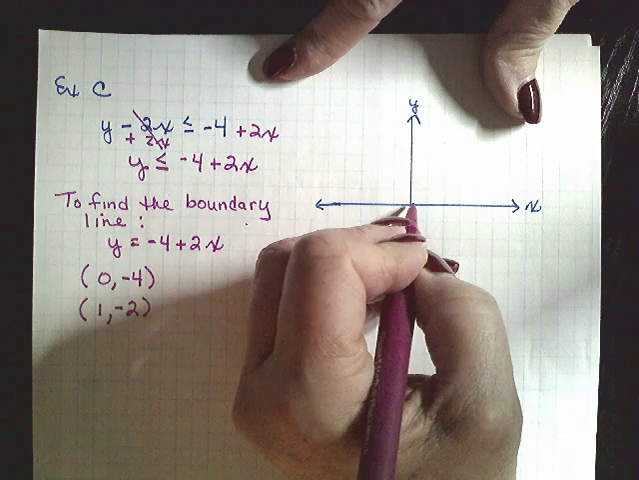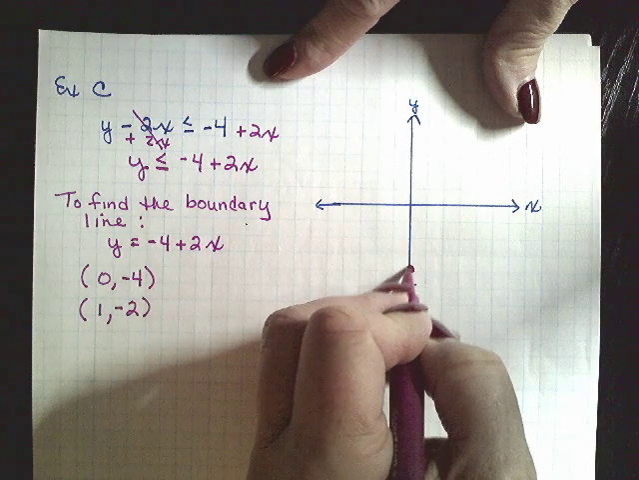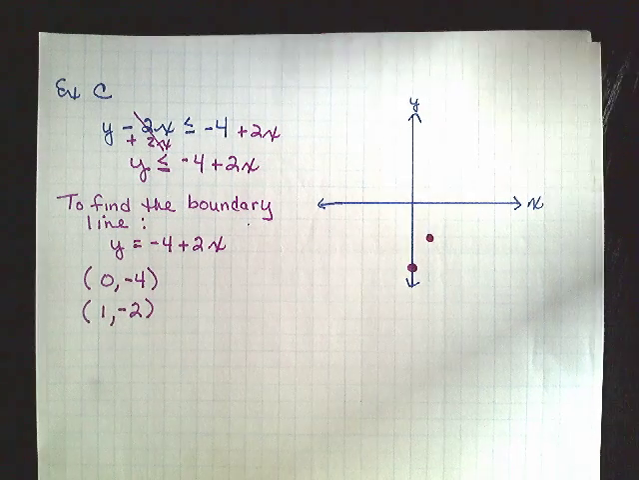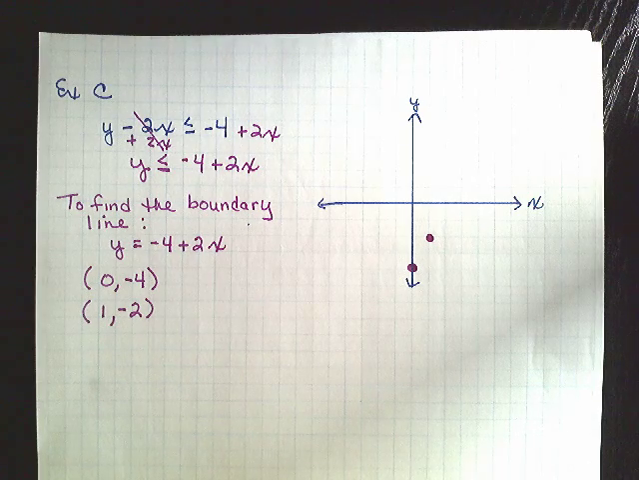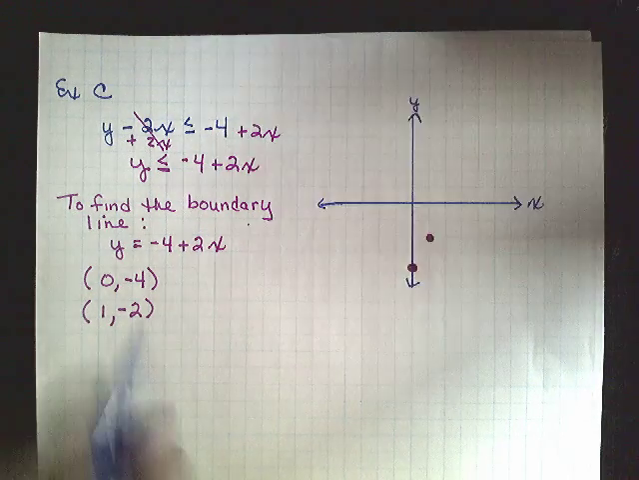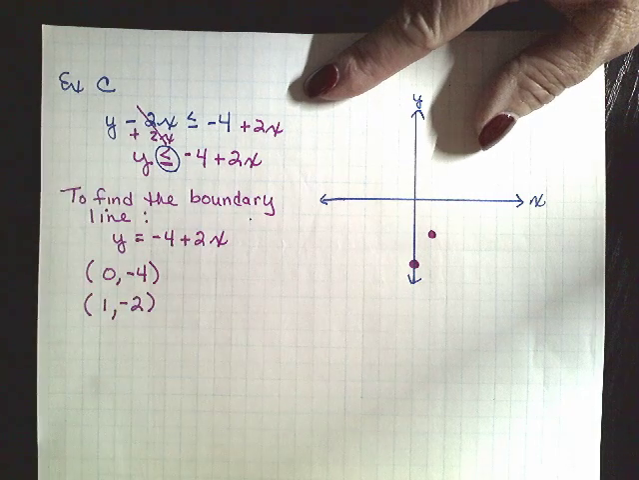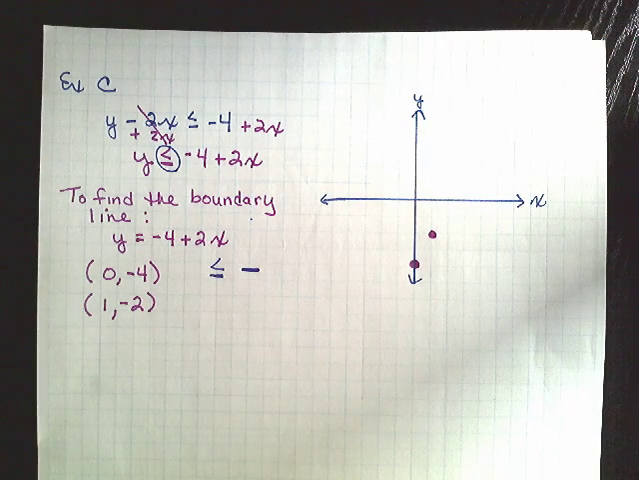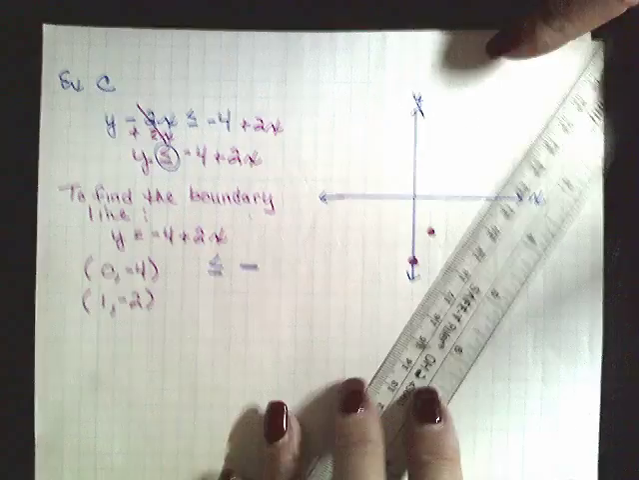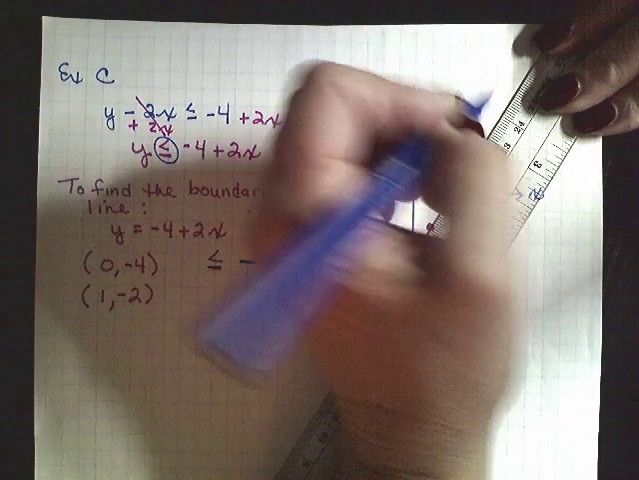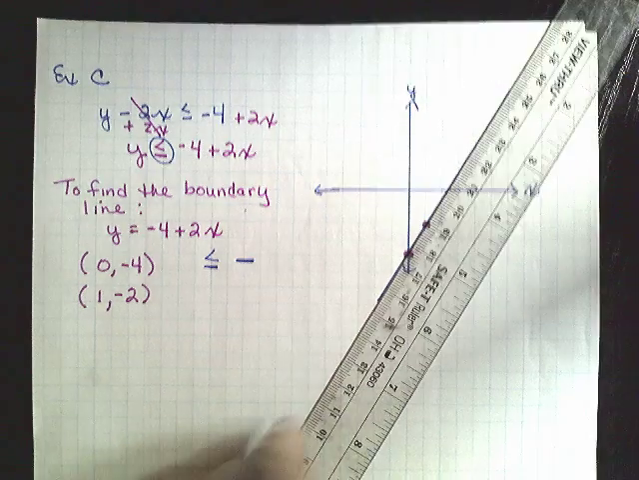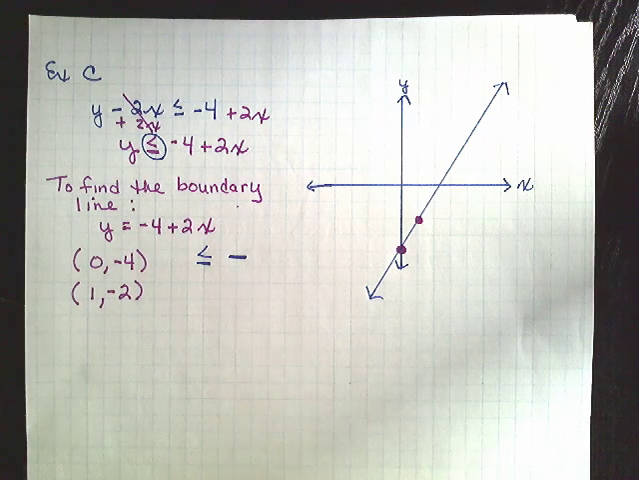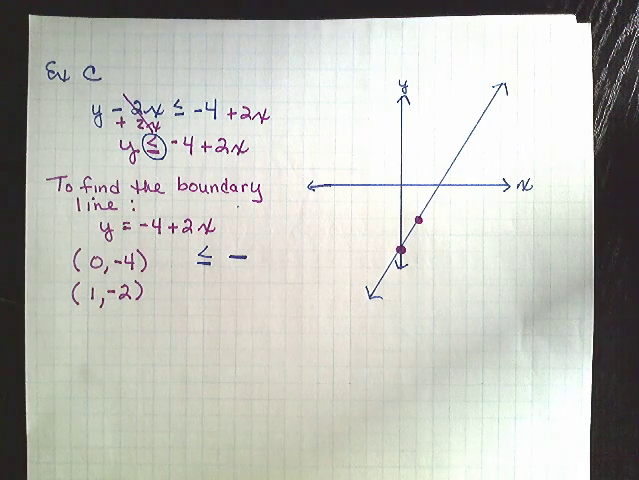So I'm going to come over and plot those points. And over 1 and down 2. Okay, now go back and look at the original symbol. My symbol was less than or equal to. Since it's less than or equal to, it's a solid line. So I'm going to draw a solid line through those 2 points. That means that every point on that line satisfies that inequality. It makes that inequality true.